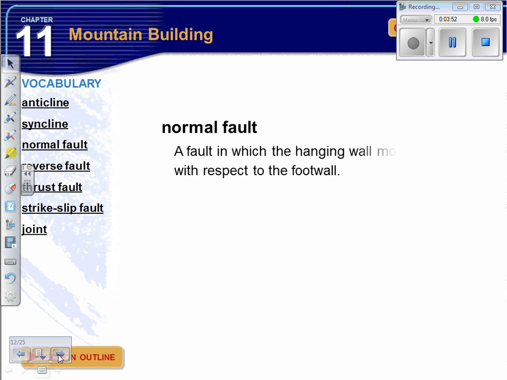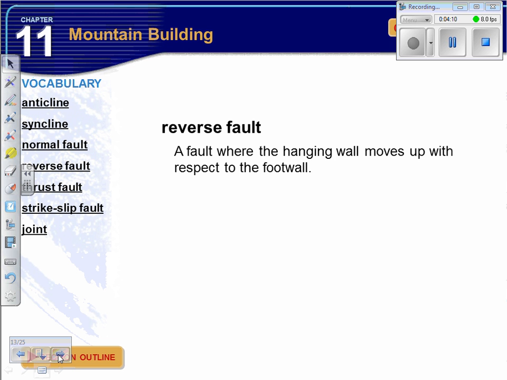A normal fault is a fault in which the hanging wall moves down with respect to the footwall due to the rock masses moving in opposite directions. A reverse fault is a fault where the hanging wall moves up with respect to the footwall caused by compression. Those rock blocks are moving towards each other.